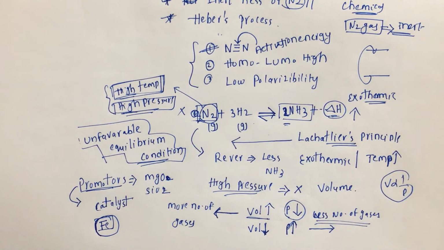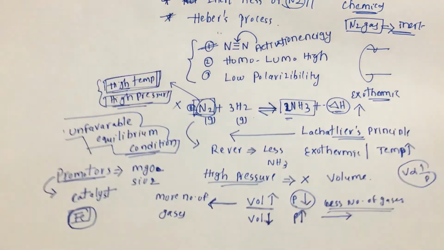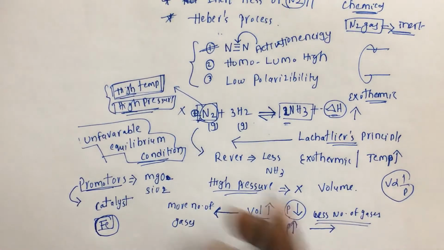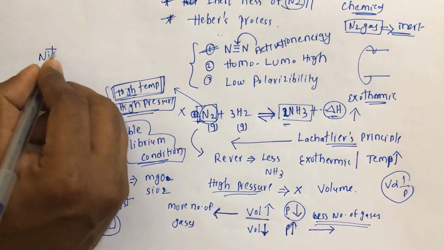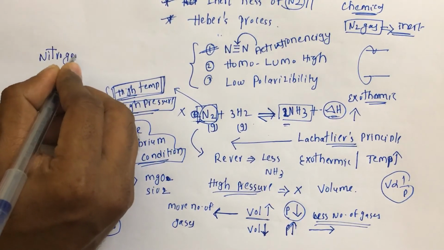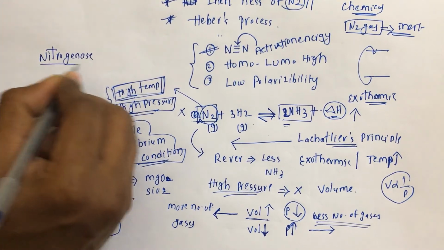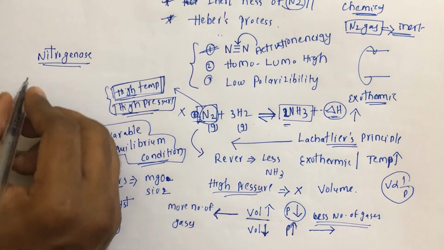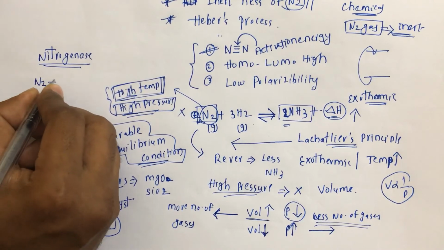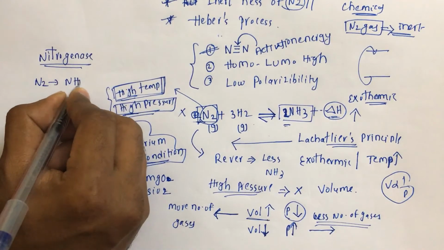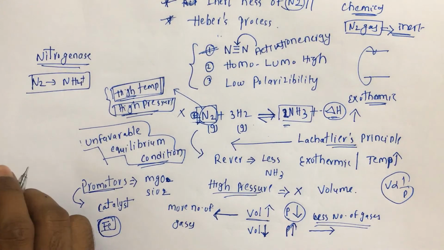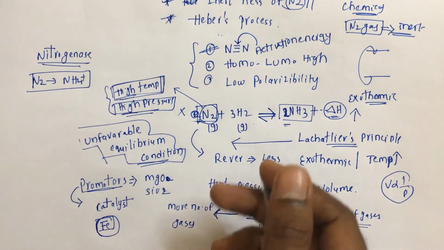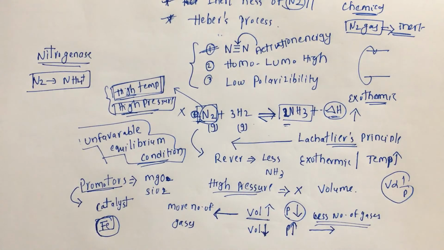Then we have an enzyme called nitrogenase. This is biologically very important. It exists in the plant's roots and converts nitrogen into NH4+. So this also we have to remember. These are some important points about nitrogen.